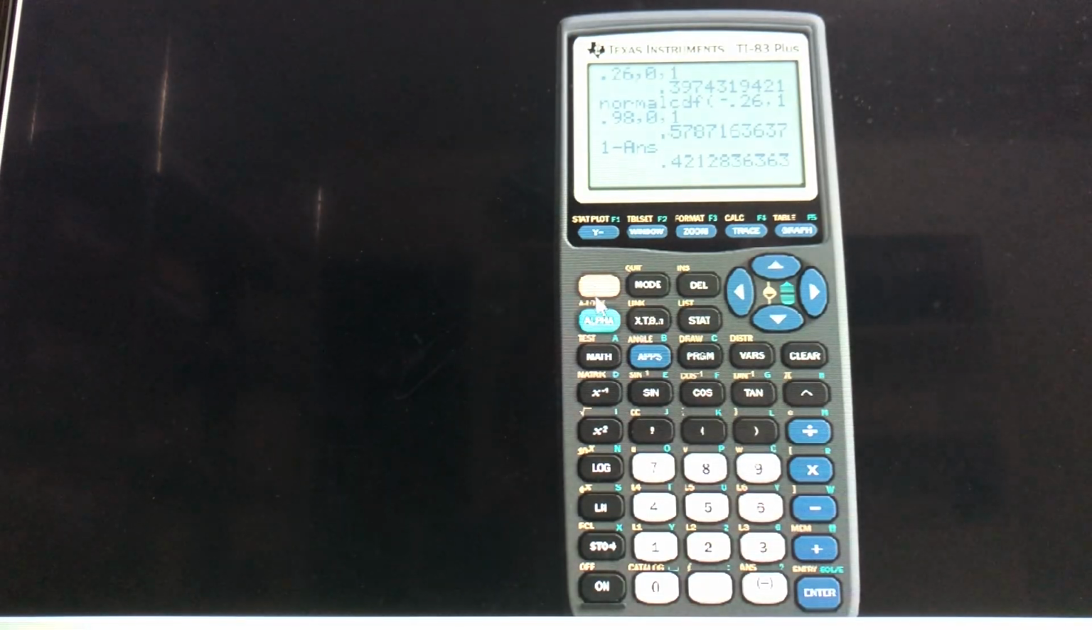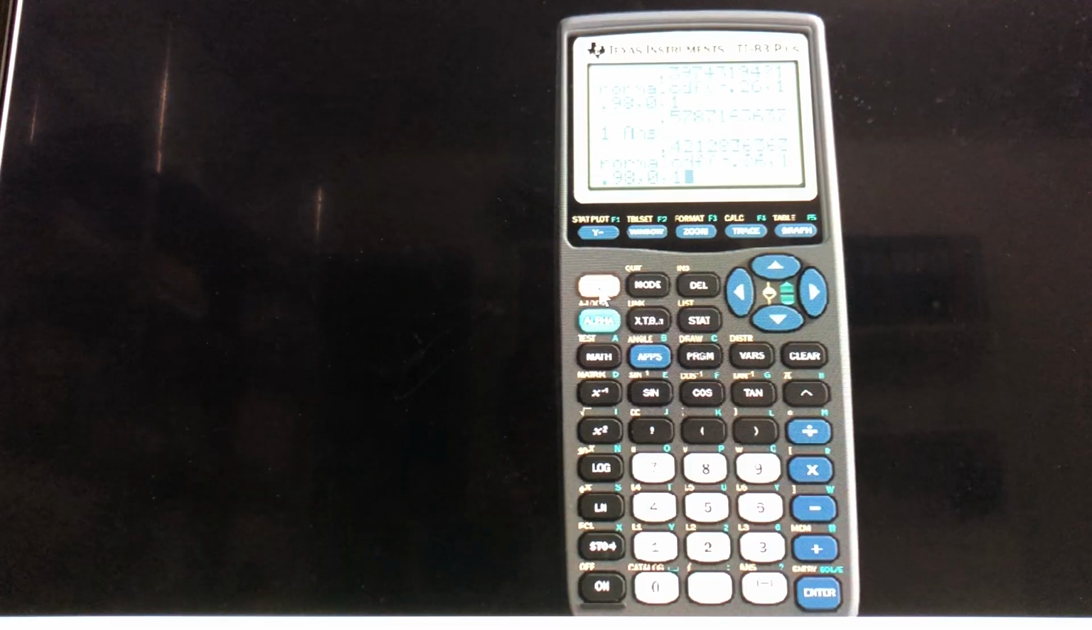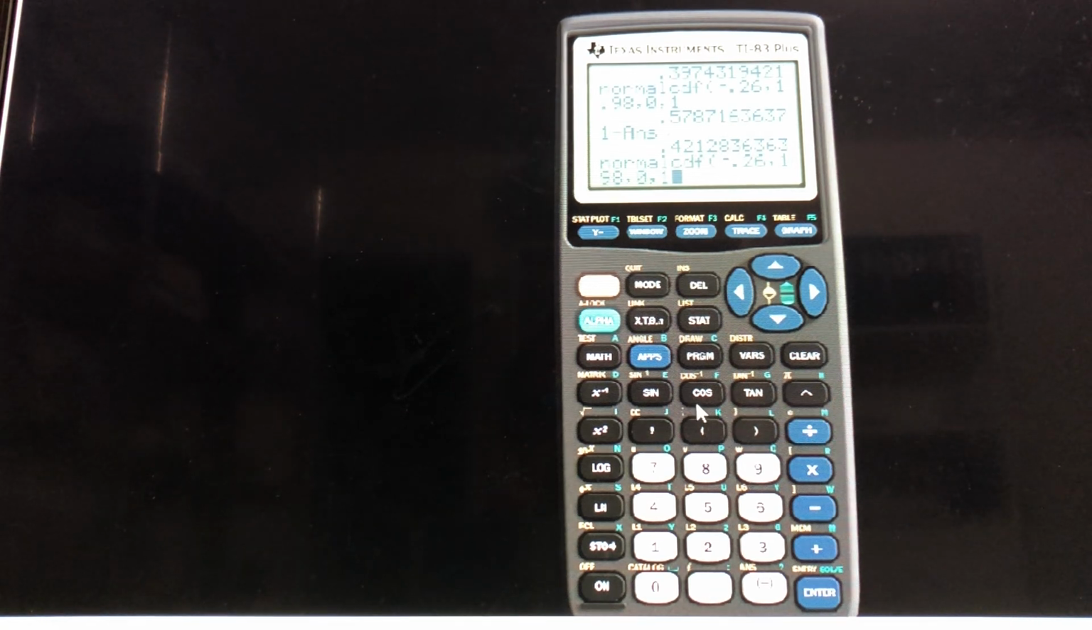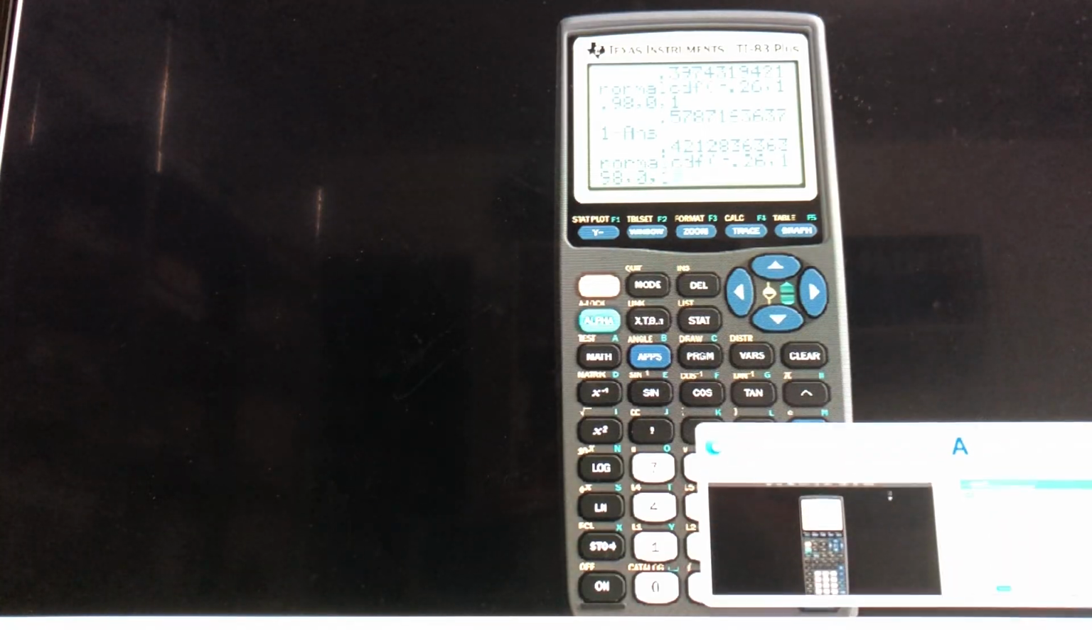In fact, I can go back and see what I typed. If I hit second enter a bunch of times, it'll call up what I typed earlier. Oh, see what I typed? I had 198. It didn't get the point in there. Sometimes I click a button and it just doesn't register on this. This calculator is very sensitive. So I had negative 0.26, but then I had 198 instead of 1.98. So there was a typo on my part is why that was wrong.